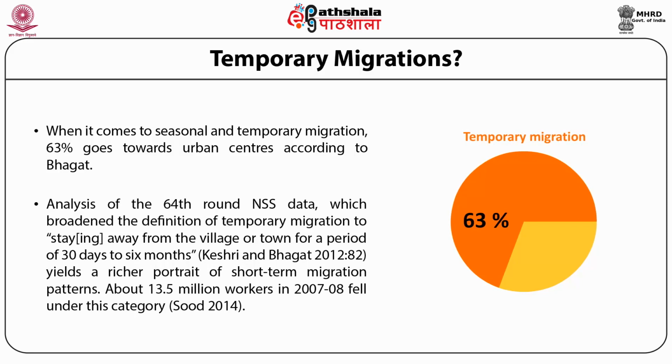The 64th round of NSS data broadened the definition of temporary migration. It defines temporary migration as staying away from the village or town for a period of 30 days to 6 months. This yields a richer portrait of short-term migration patterns. However, it suggests that only about 30.5 million workers in the period between 2001 and 2008 fall under this category. In comparison to informal estimates derived from primary studies, these numbers are believed to be undercounts of the true magnitudes.